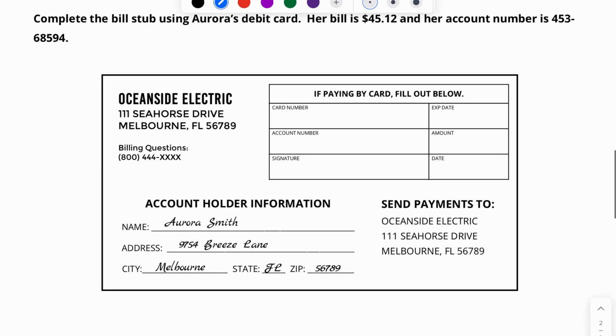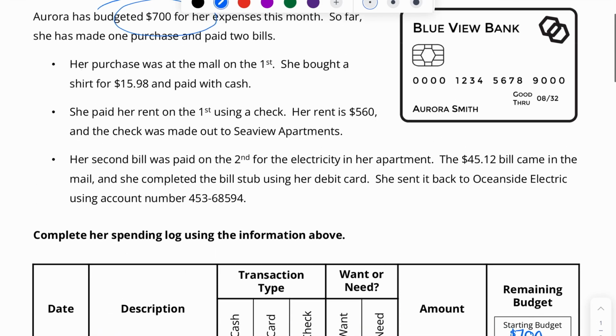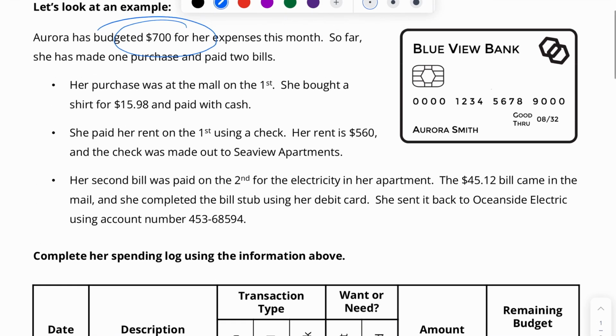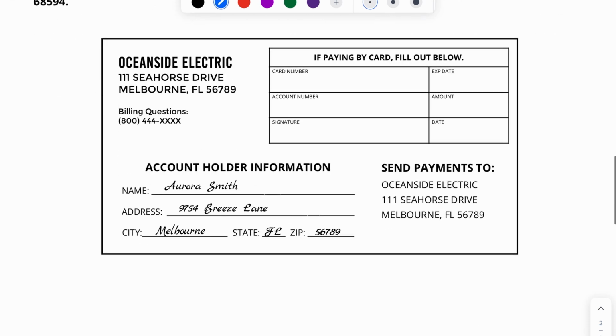All right. So her card number, it's on the front of your guided notes if you have them right here, this long piece of those long numbers there. Let's go ahead and fill that in. So it was 0000 1 2 3 4 5 6 7 8 9000. The expiration date on the card was August of 2032.